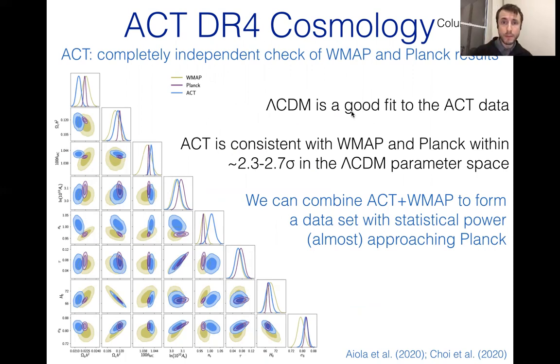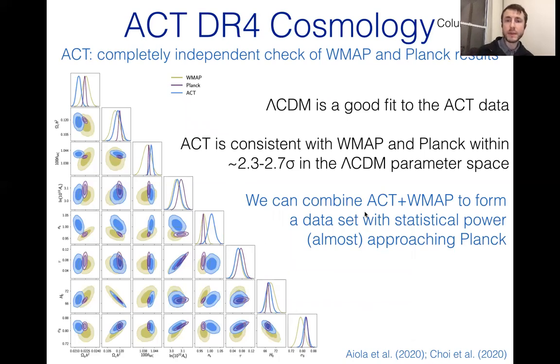The first baseline point is that lambda CDM is a good fit to the ACT data. Quantitatively speaking, if one assesses the consistency of the ACT lambda CDM parameters with those from WMAP and Planck within the lambda CDM parameter space, we're consistent roughly at the 2.5 sigma level with those experiments. So no evidence of tension really. There's a minor difference in the n_s, omega baryon h squared plane, but that really traces back to the fact that we don't measure the first peak in the TT power spectrum with ACT due to this atmospheric noise that I mentioned a minute ago.